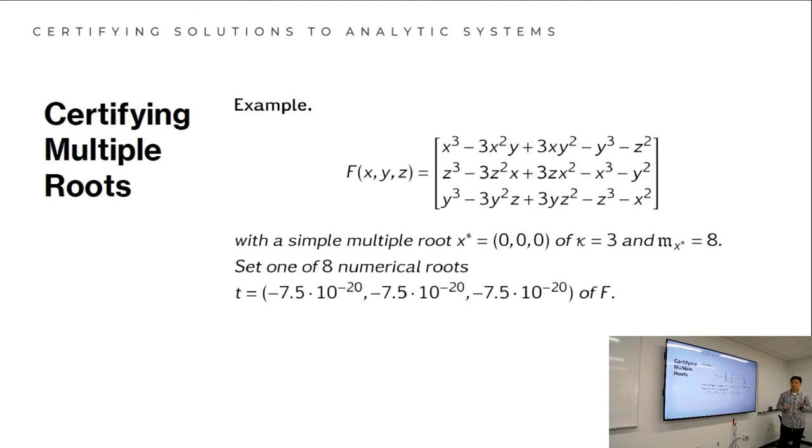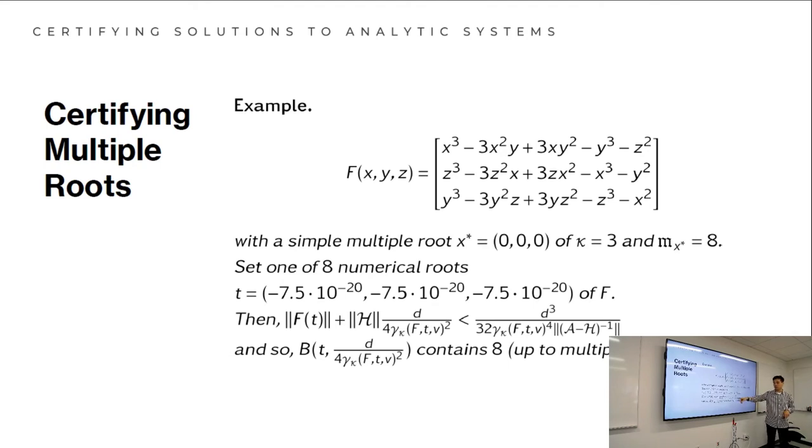So I want to show you how to use this in terms of a real certification problem. So let's say that we have capital F, which is given in here. It actually has an exact root at the origin with kappa equal to 3, multiplicity 8, but we don't know. But we just solve this using some numerical solver. Probably we're going to get a bunch of numerical solutions, especially around the origin, then we're going to get 8 solutions which are close to each other. We're going to call one of them T. Then we can just compute this inequality, then we can check that this is true. It means that we have a ball centered at T with this radius, which contains 8 roots of the multiplicity of this capital F.